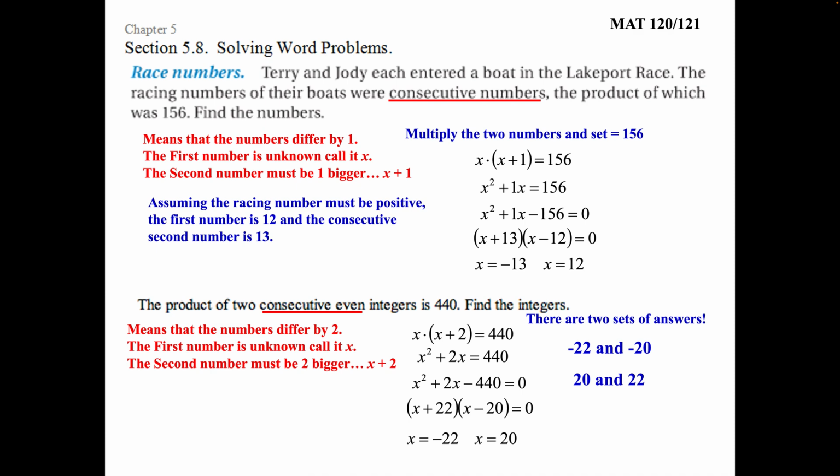So this time, our numbers don't represent anything that has to be positive. So integers can be negative and positive. So you've got to look out for that trick question there.